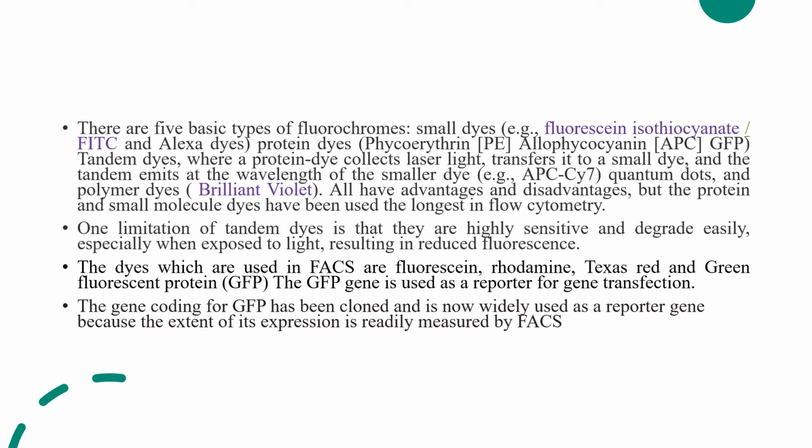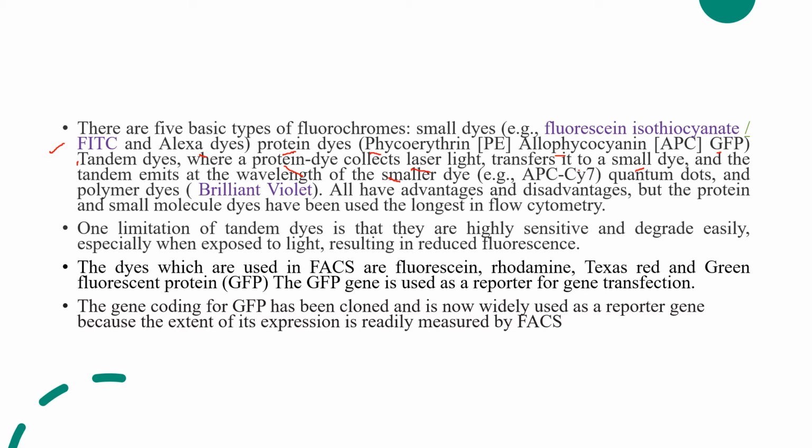There are mainly 5 basic types of fluorochromes that are used for staining the cells. Small dyes like fluorescein isothiocyanate, that is called FITC. Protein dyes, that is phycoerythrin, allophycocyanin, and GFP, that is very important, the green fluorescent protein. Tandem dyes are also used, where 2 protein dyes are used. Here in tandem dyes, one protein dye collects laser light and transfers it to a small dye, and the tandem emits at the wavelength of the smaller dye.